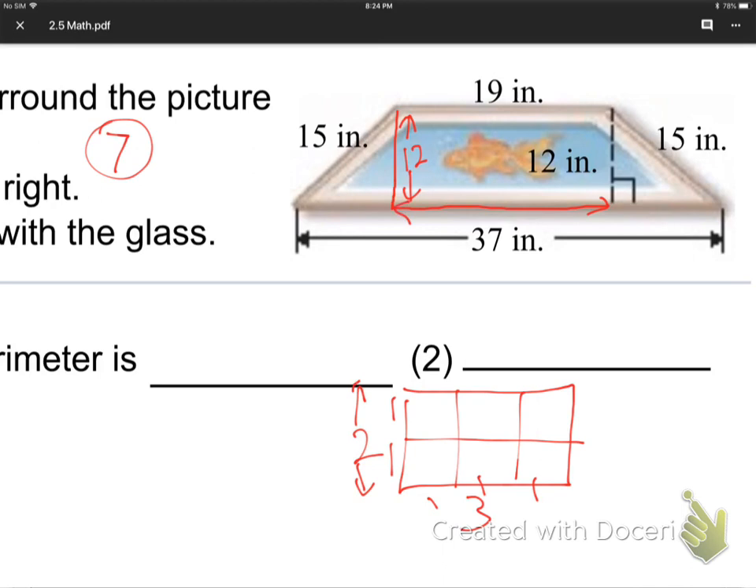Yeah, oh yeah, it's 19. It's the same as the top. So this is 19. So then how far is this right here? And how far is this right here?